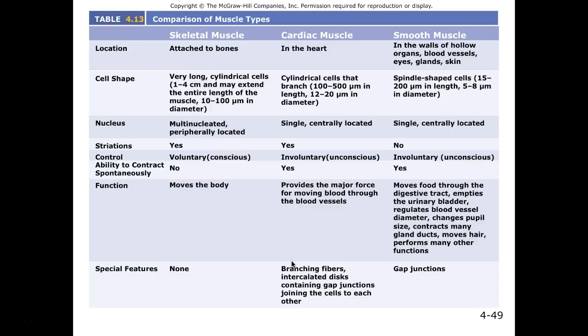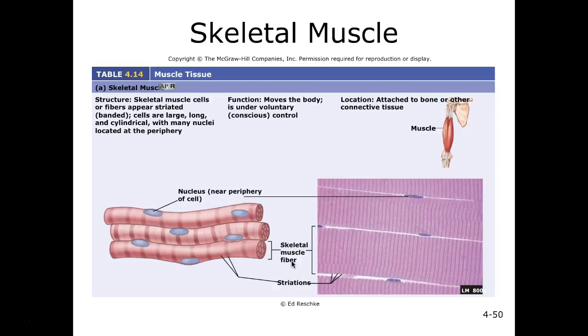So this is a nice little chart here that talks about location, our cell type, nucleus, striations, control, ability to contract spontaneously, function, and our special features. So I'm going to discuss this as we go through each type of muscle.